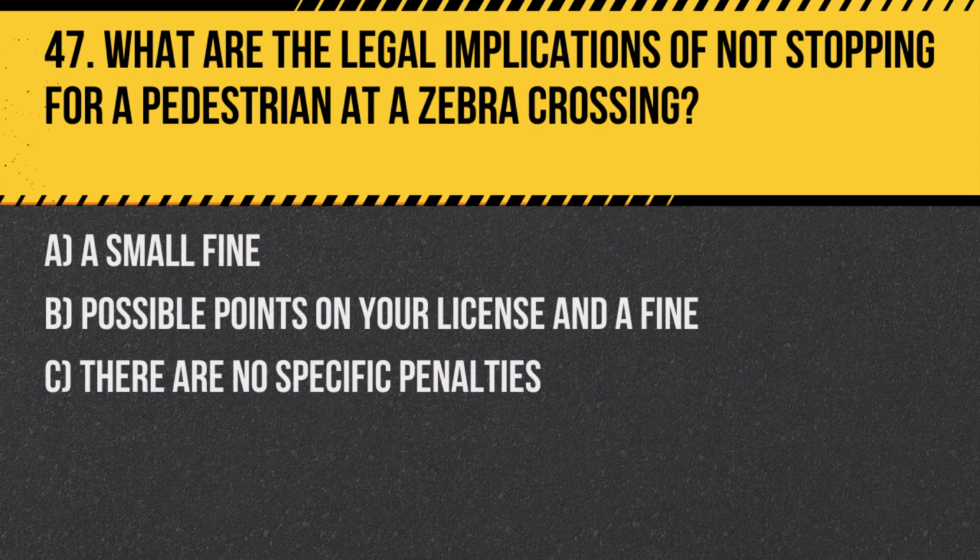Question 47. What are the legal implications of not stopping for a pedestrian at a zebra crossing? A. A small fine. B. Possible points on your license and a fine. C. There are no specific penalties. Answer B. Possible points on your license and a fine. Failing to stop for pedestrians at crossings is a serious offense and is penalized with fines and demerit points.